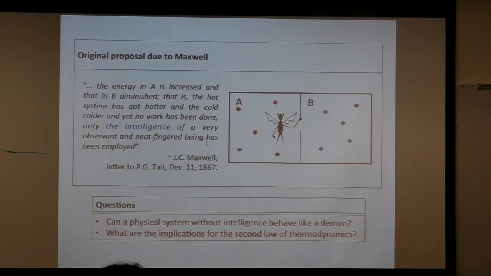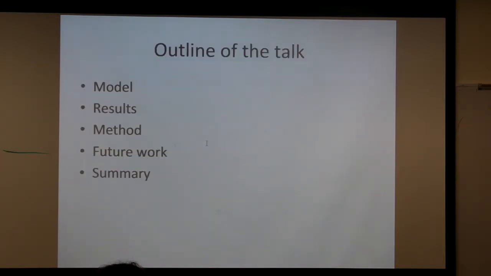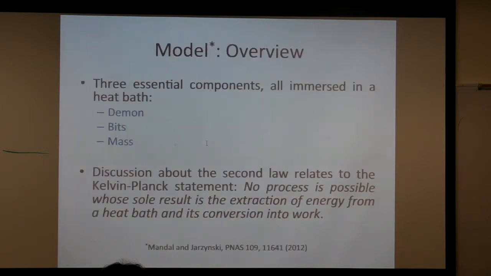Okay, so with that, let me just give you the outline of the talk. First, I will detail the model, and then I'll discuss the results that we get out of the model. And if there is time, I'll go a little bit into the method of the analysis for this particular model and some of the future works that we have in mind or that are going on, and then I'll summarize. So that's the outline of the talk.